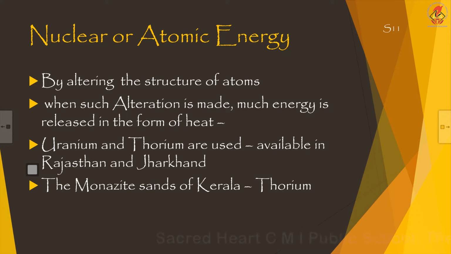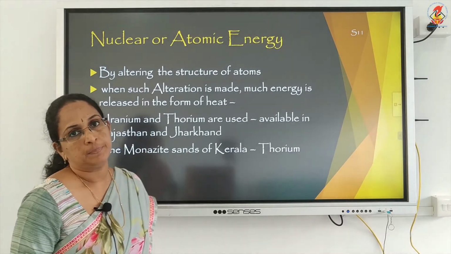Uranium and thorium are used for generating nuclear energy, and the major areas where this uranium and thorium are available are Rajasthan and Jharkhand. And the monazite sands of Kerala also contain thorium.